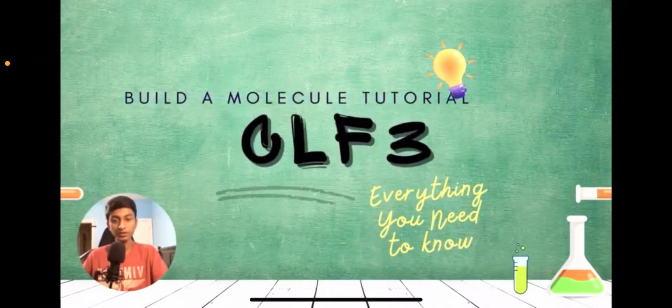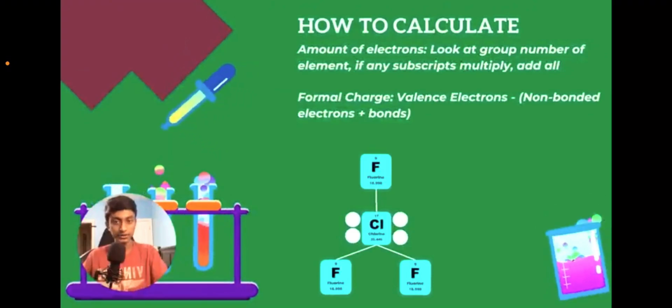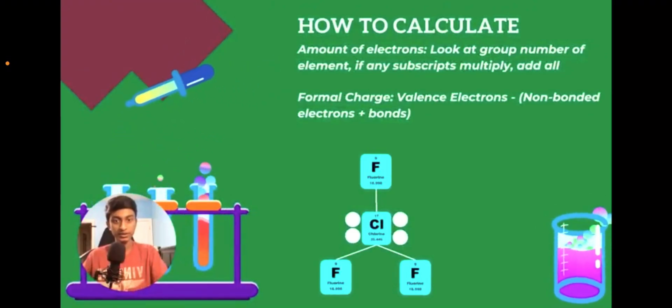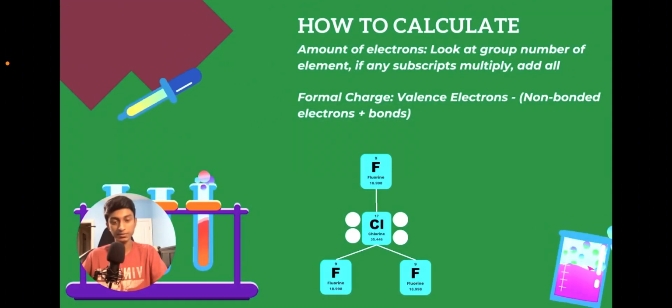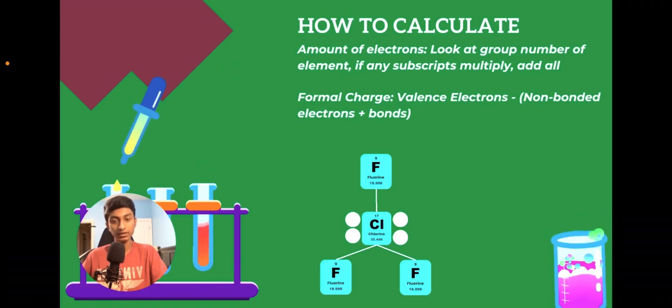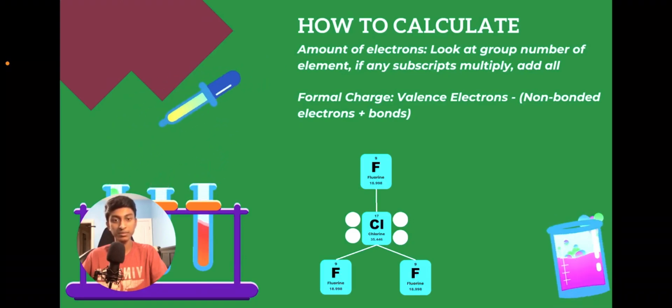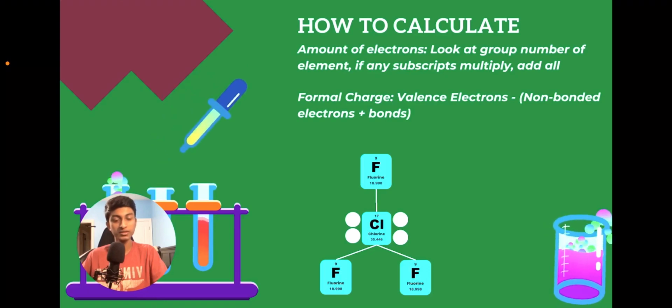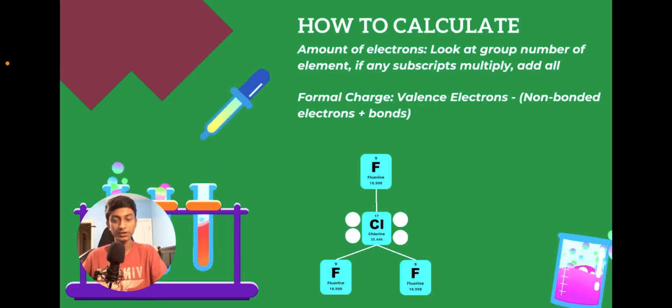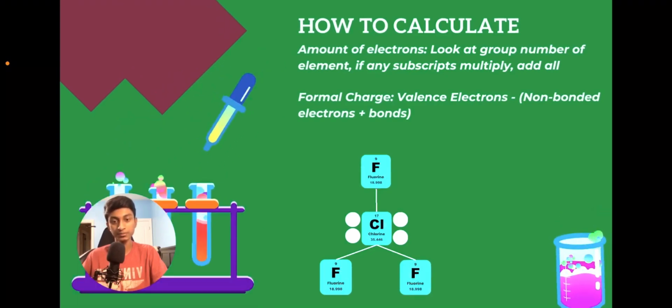This is a build a molecule tutorial for ClF3, chlorine trifluoride. To calculate the number of electrons, you look at the group number of the element. If there are any subscripts, you multiply, and then you add it all. For formal charge, it's valence electrons minus non-bonded electrons minus the total number of bonds, and the best formal charge is 0.